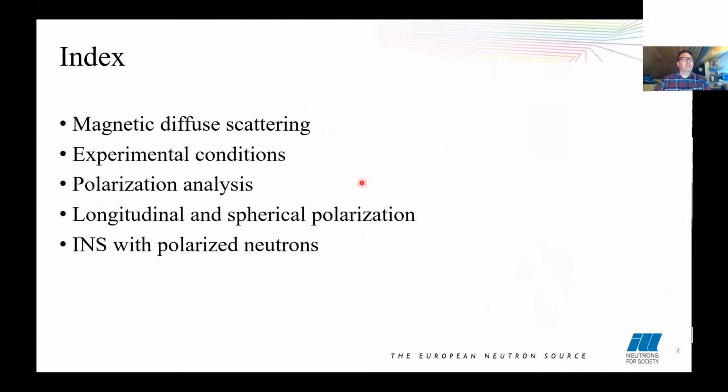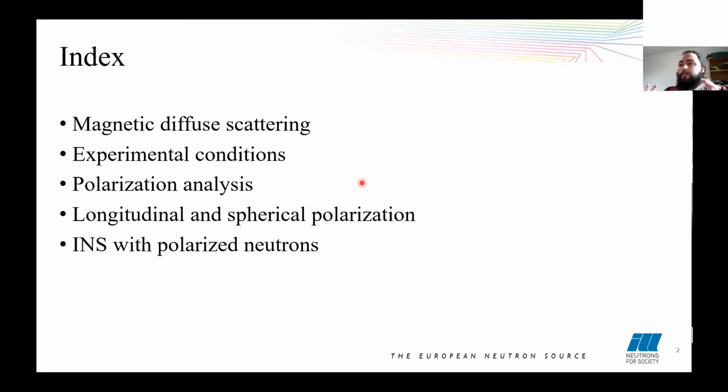So I'm going to focus mostly on magnetic diffuse scattering, at least for the first half. So what it is, how we can identify it, and what are some experimental conditions or things that we need to consider to get good data. And we'll obviously talk about polarization analysis because it's the absolute best tool to isolate our diffuse scattering data.